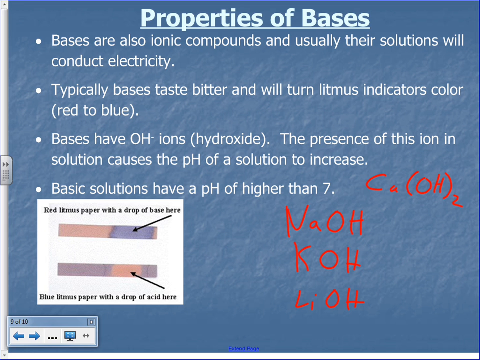Now, something to be aware of. You could run into something like this, C2H5OH. Is that a strong base? Okay, it's not, because it's not what kind of compound? It's not ionic. Is there a metal listed first on that compound? No.